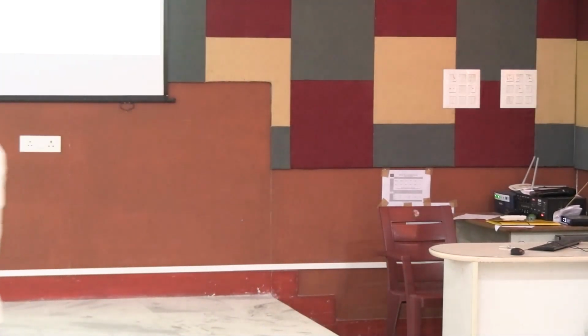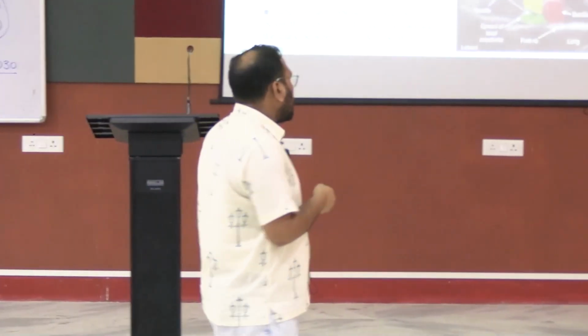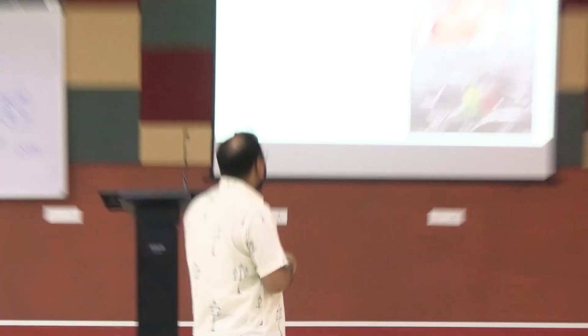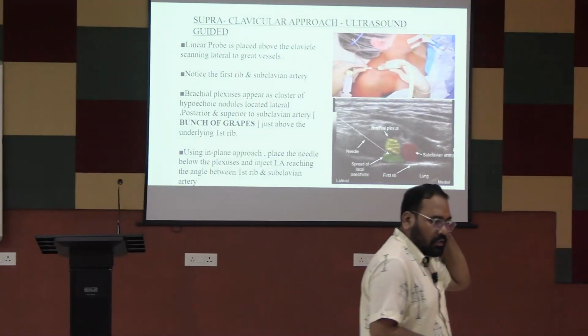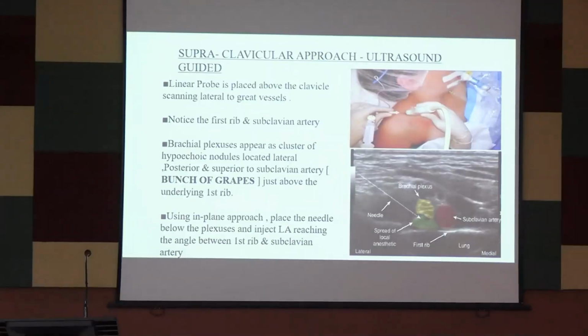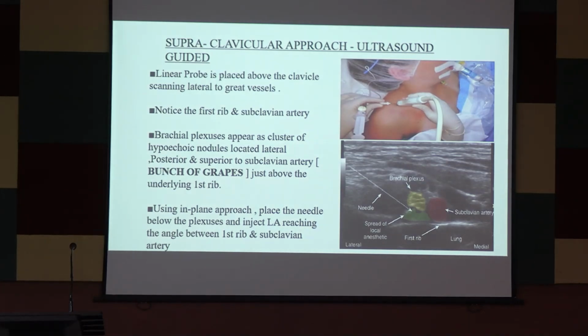So what I said is written here. Okay, USG guided. In the USG guided technique, there is a punch line, that is a bunch of grapes. In USG everything is black and white. How will you understand that? The brachial plexus will look like a cluster of grapes or bunch of grapes. That is the punchline about the supraclavicular approach. You need to look for the bunch of grapes. When you see that, you put your needle over there and you give drugs.